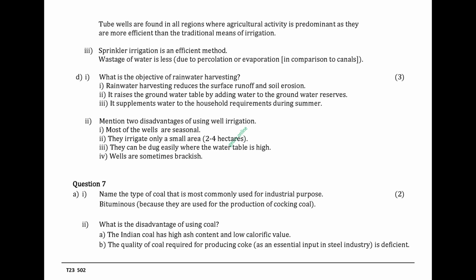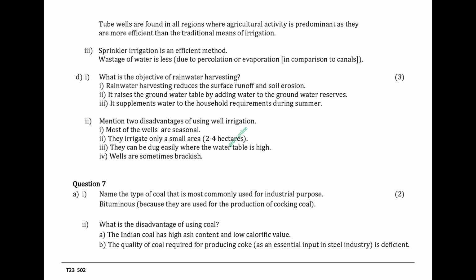Mention two disadvantages of using well irrigation. Most of the wells are seasonal. They irrigate only a small area, two to four hectares. They can be dug easily where the water table is high. Wells are sometimes brackish. Question 7.